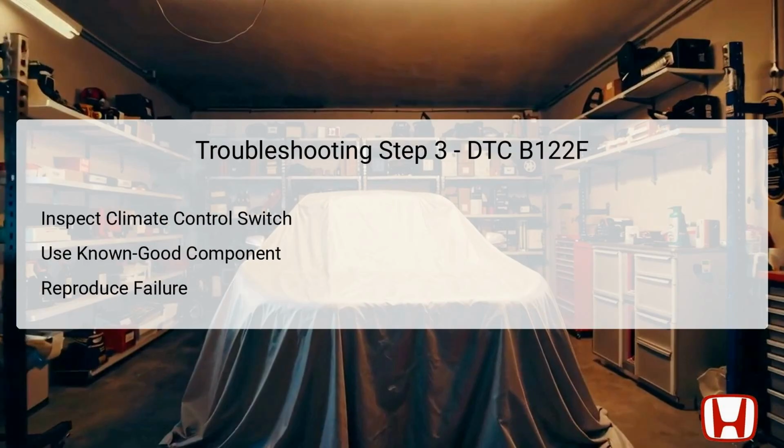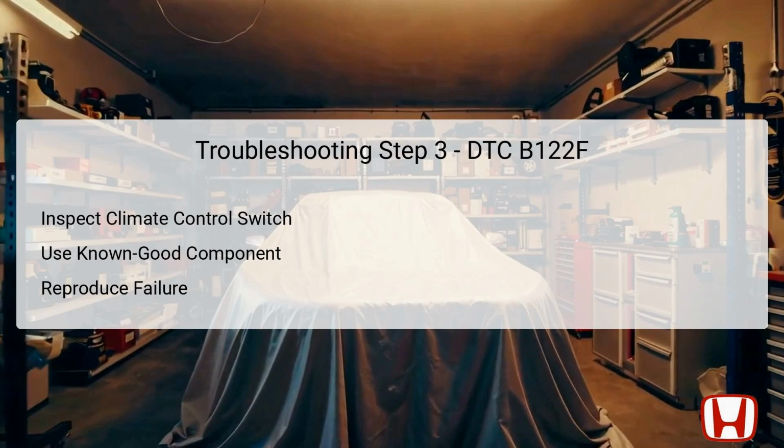In this troubleshooting step, the technician inspects the climate control switch itself. Since there's no direct testing method available, a known good climate control switch is installed while the original component is removed. This process ensures that if there's a fault with the switch, it can be isolated and confirmed by attempting to reproduce the failure once the replacement is installed.